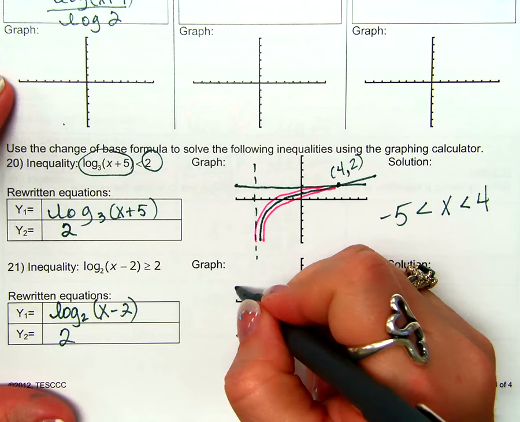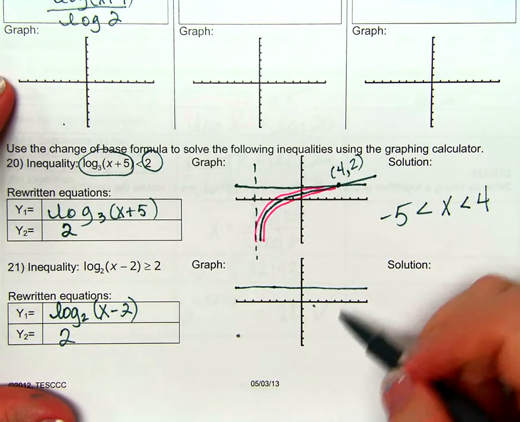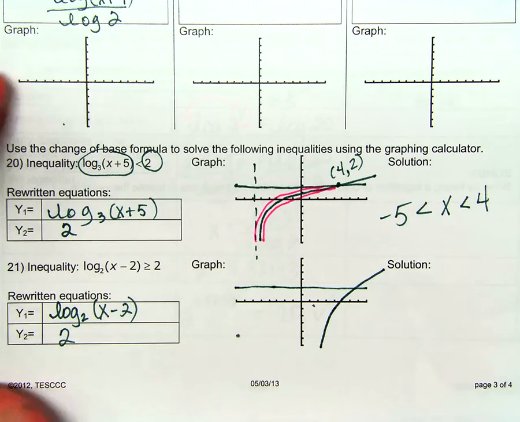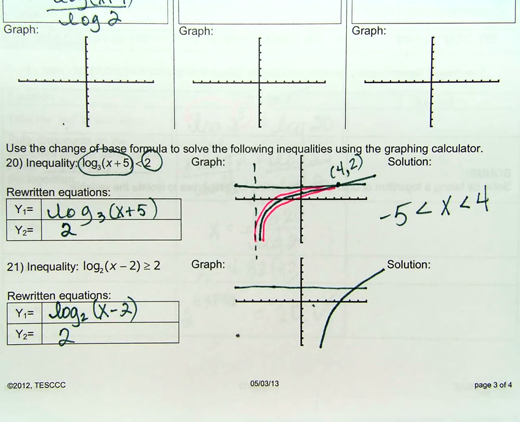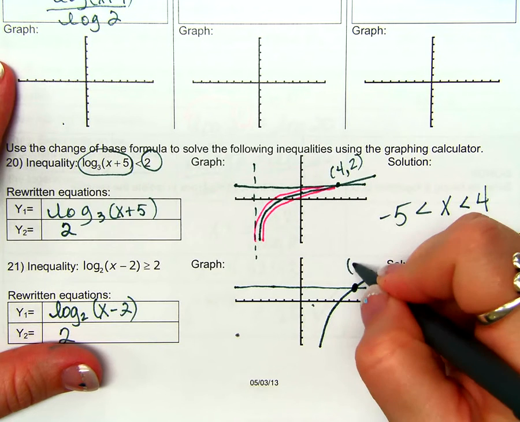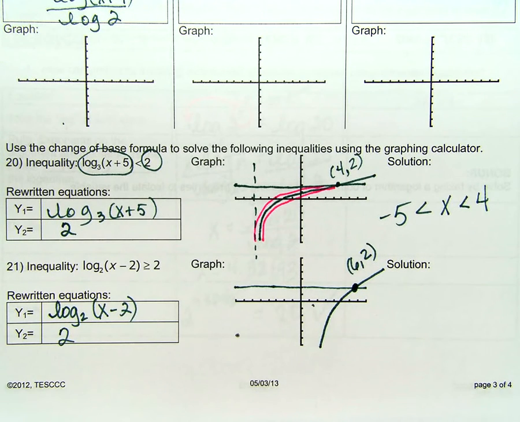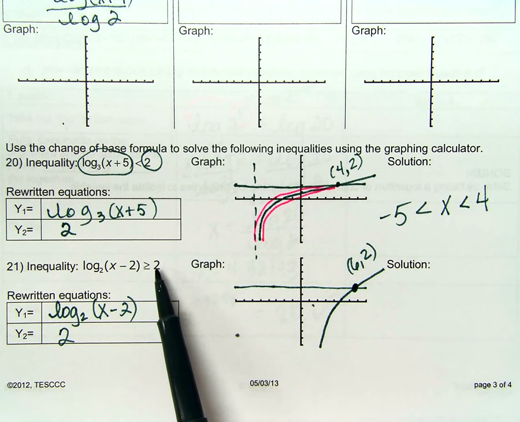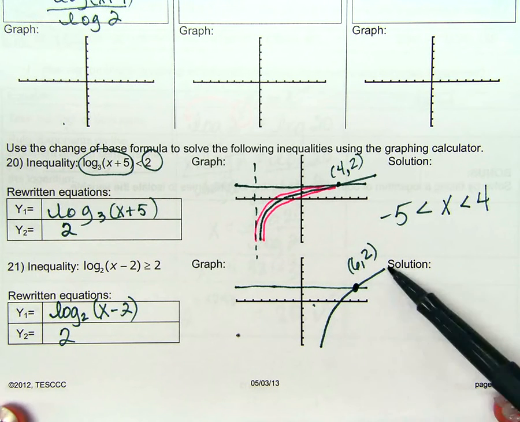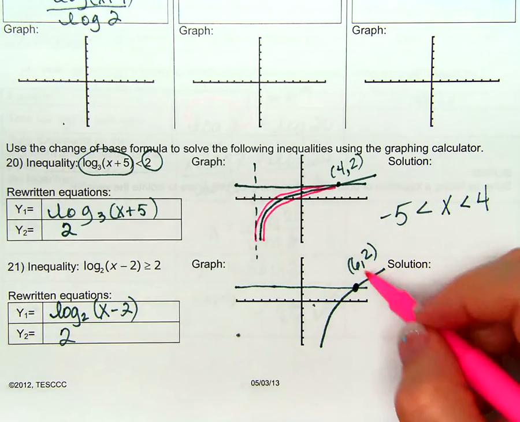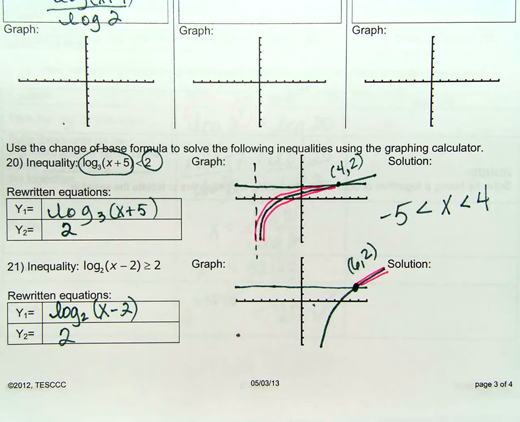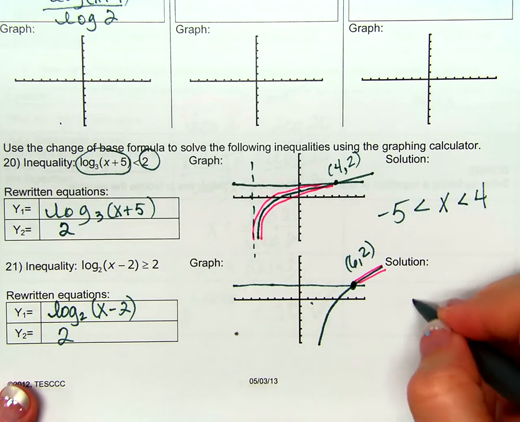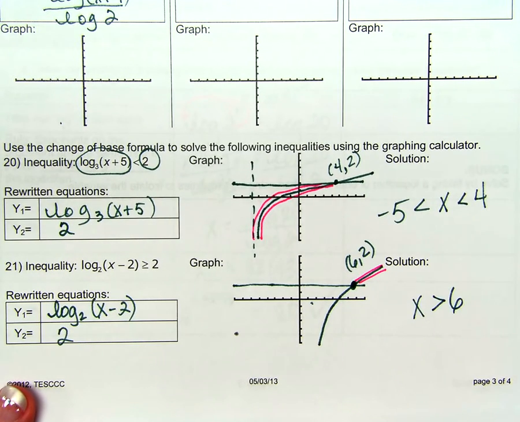So I'll show you what the graph looks like. There's a horizontal line at 2 again. And then there's this curvy looking line like this. And the point they intersect at is 6, 2. Now we have to be able to read what we're looking for. The inequality says the log is greater than or equal to 2. Where's the log greater than or equal to 2? It's above the line this time, right? It's this part over here. What x values does that take into account? Everything greater than 6, right?